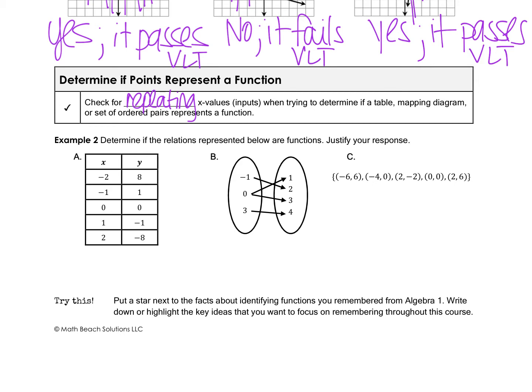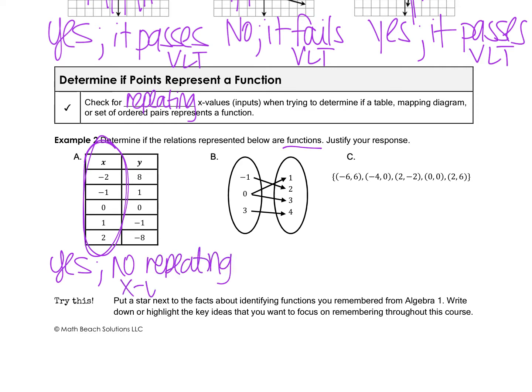So looking at part A, this is a table. We only care about the x values when we're determining if it's a function. Looking at all of the x values, none of them repeat, so this would be a function. And I'm going to put no repeating x values.